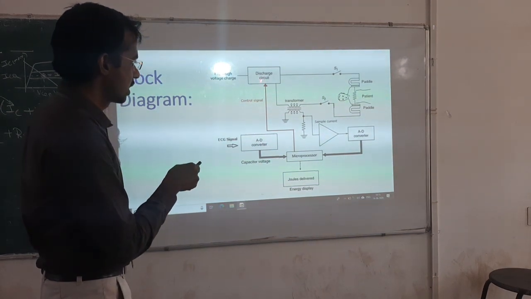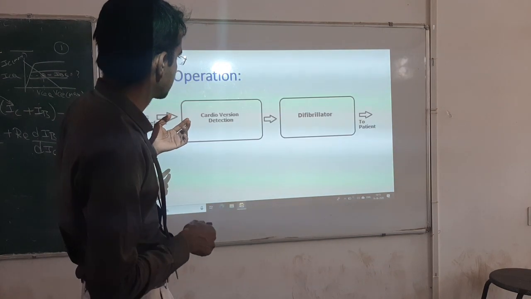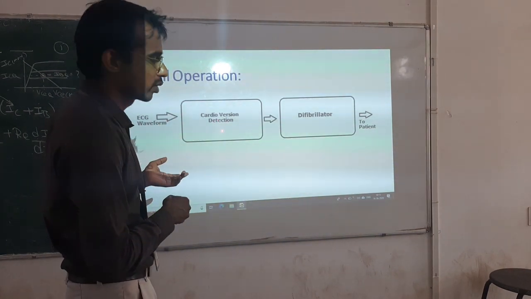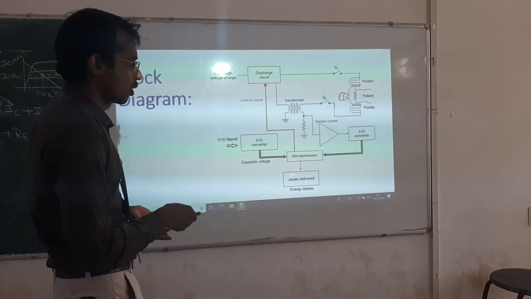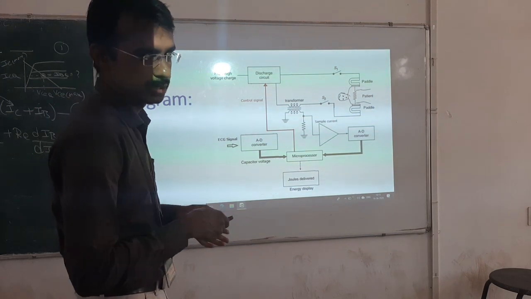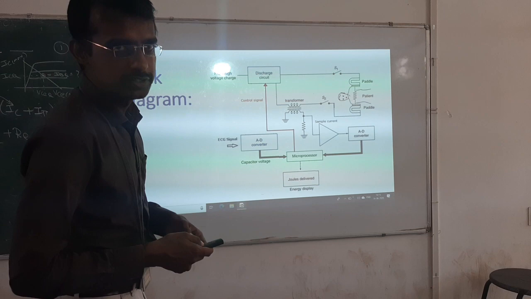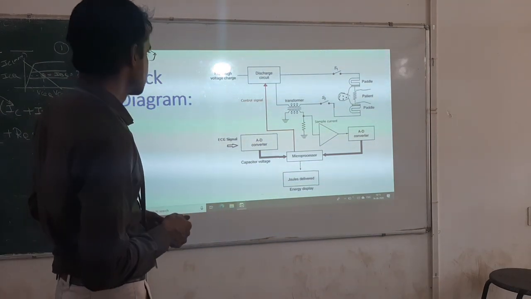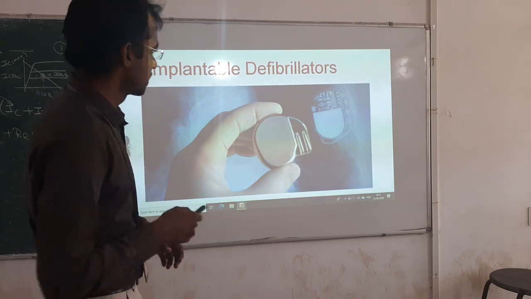So this is going to be the synchronizer. In the previous one I simply called it the cardioversion detector, but it is actually a microprocessor here. So a microprocessor does all the operations, all the activities, right? So this is the general DC defibrillator with synchronizer. Did I make it clear? Hope I made it clear.